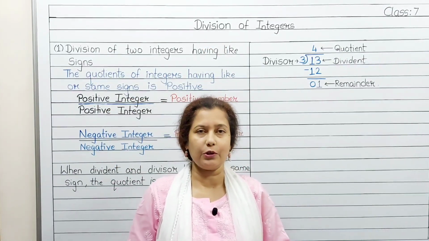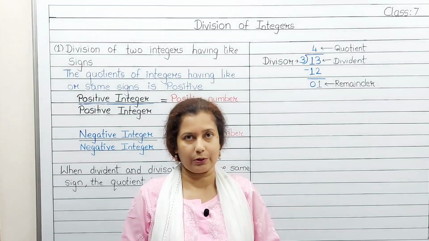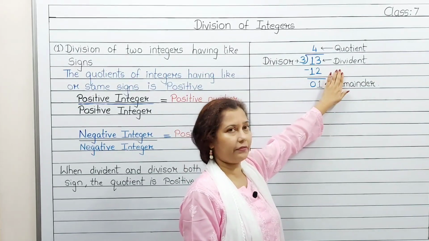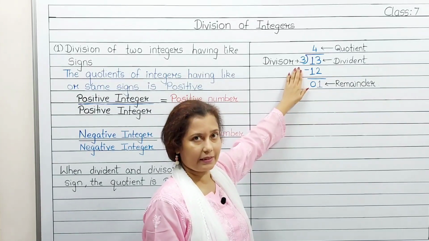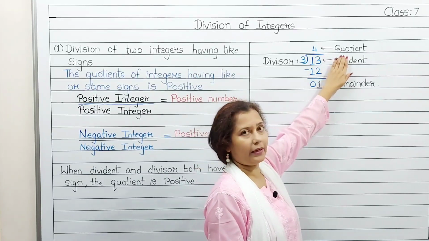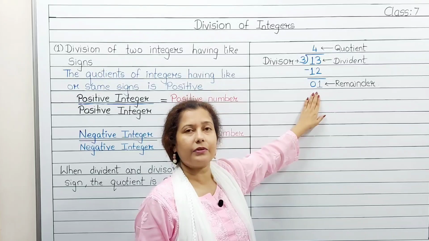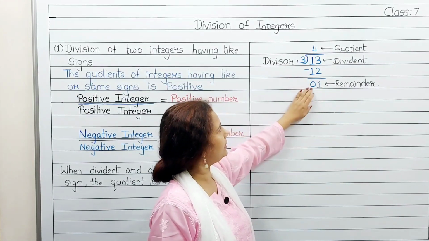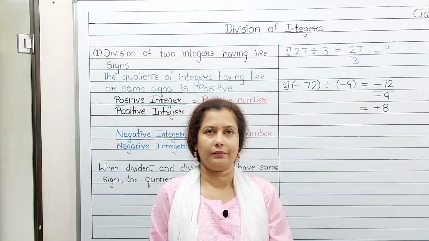Before starting with the division of integers, I will just revise the terms which we use for division. The number which we are dividing is called the dividend. The number by which we divide is called the divisor. The final answer after dividing is called the quotient, and the number which remains after completing the division is called the remainder. So these are the important terms: dividend, divisor, quotient and remainder.